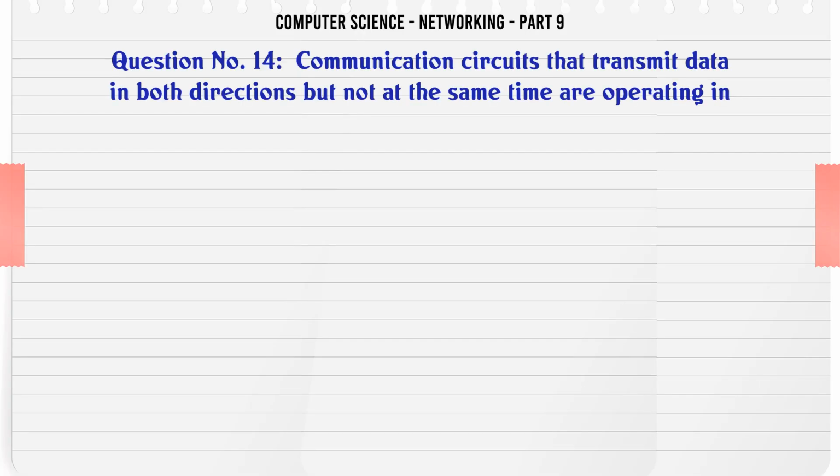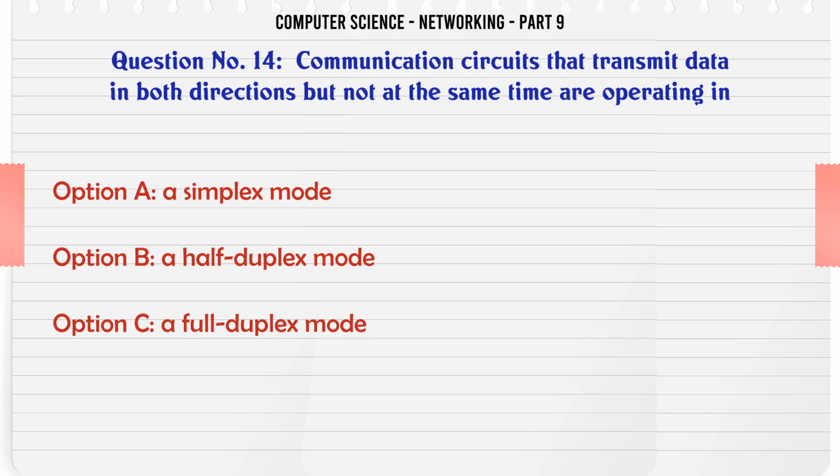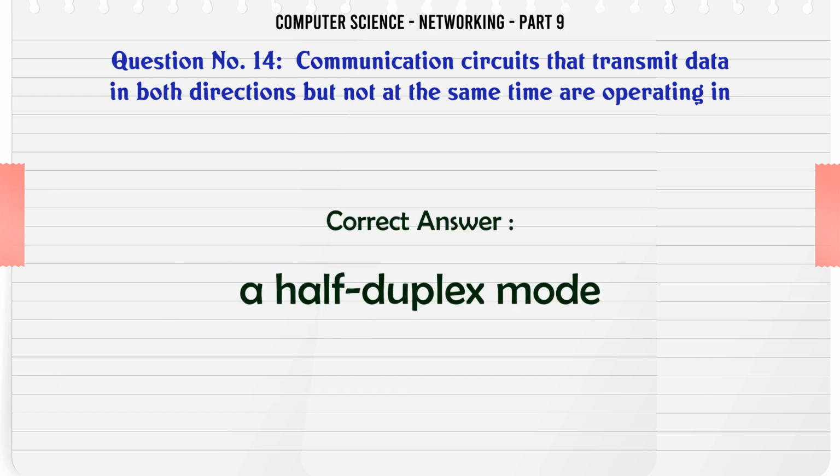Communication circuits that transmit data in both directions but not at the same time are operating in A. simplex mode. B. a half duplex mode. C. a full duplex mode. D. an asynchronous mode. The correct answer is a half duplex mode.